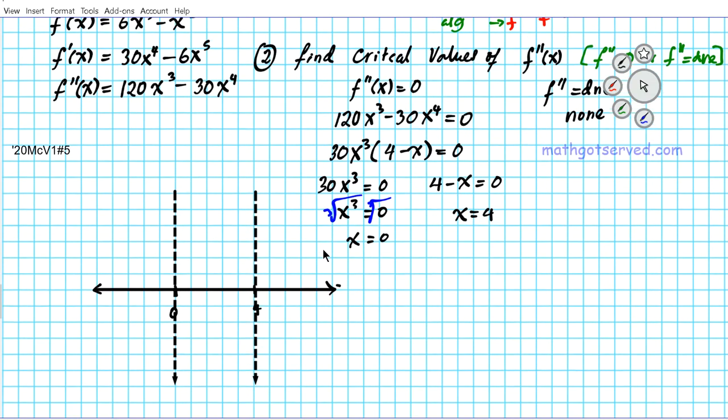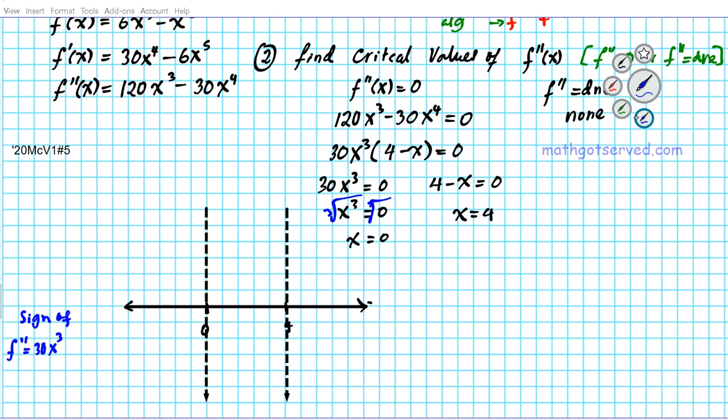Okay. Now, what we're looking for is the sign of f double prime. Ladies and gentlemen, I'm going to use the factored form. Okay, it's much faster. I'll tell you why in a second. So sign of f double prime, running out of space here. So that is, let me see, 30x to the third times 4 minus x.